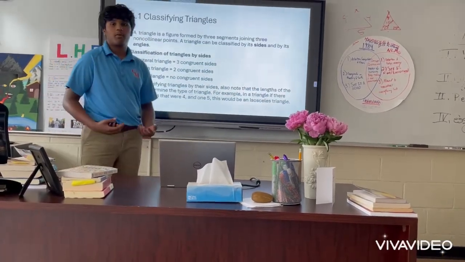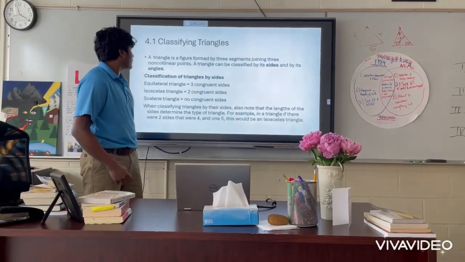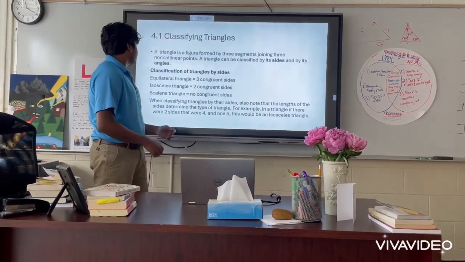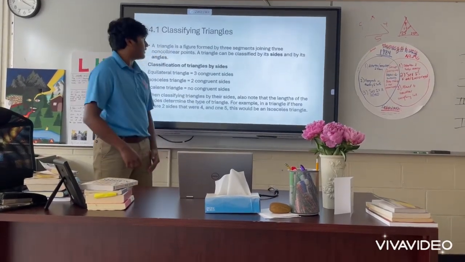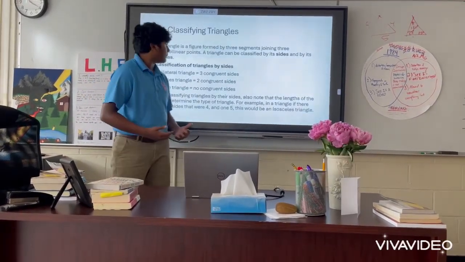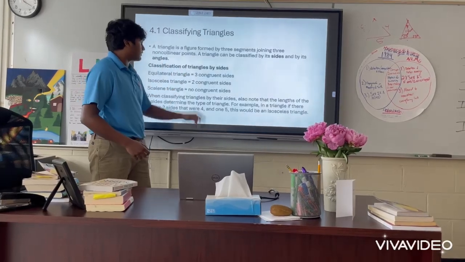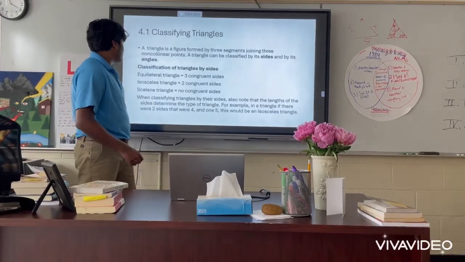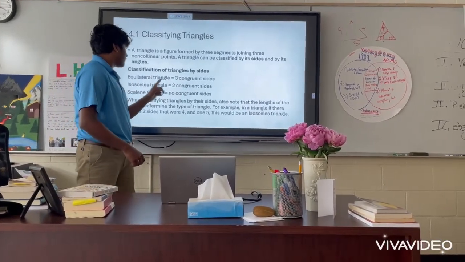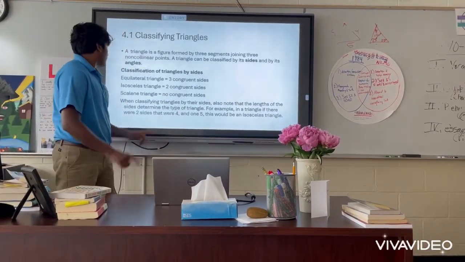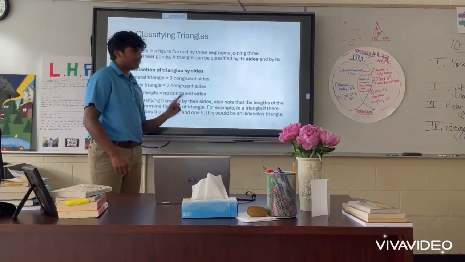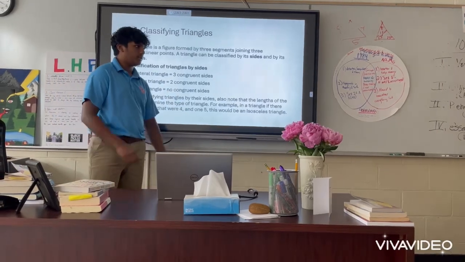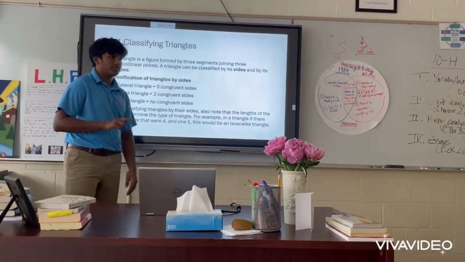This is Unit 4.1, classifying triangles. A triangle is a figure formed by three segments joining three non-collinear points. A triangle can be classified by its sides and its angles. Classification of triangles by sides: an equilateral triangle has three congruent sides. An isosceles triangle has two congruent sides. And a scalene triangle has no congruent sides, meaning none of its sides are equal and all are different.